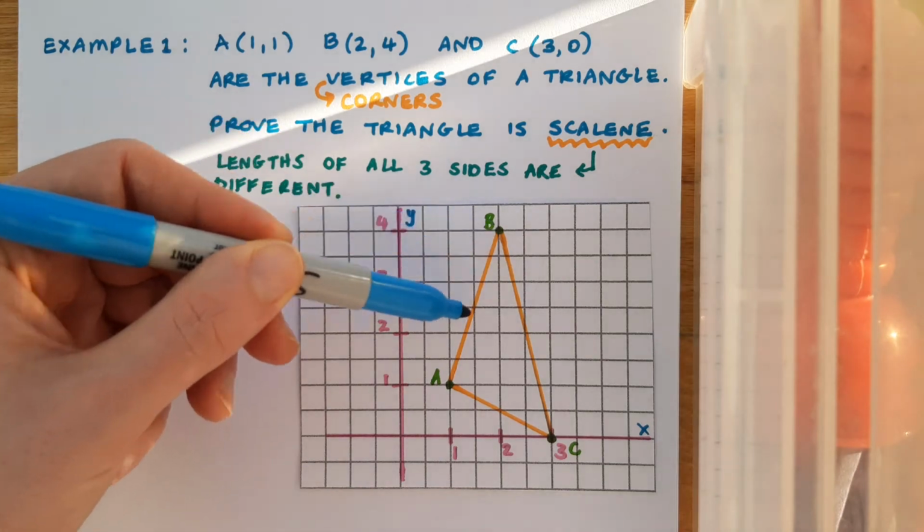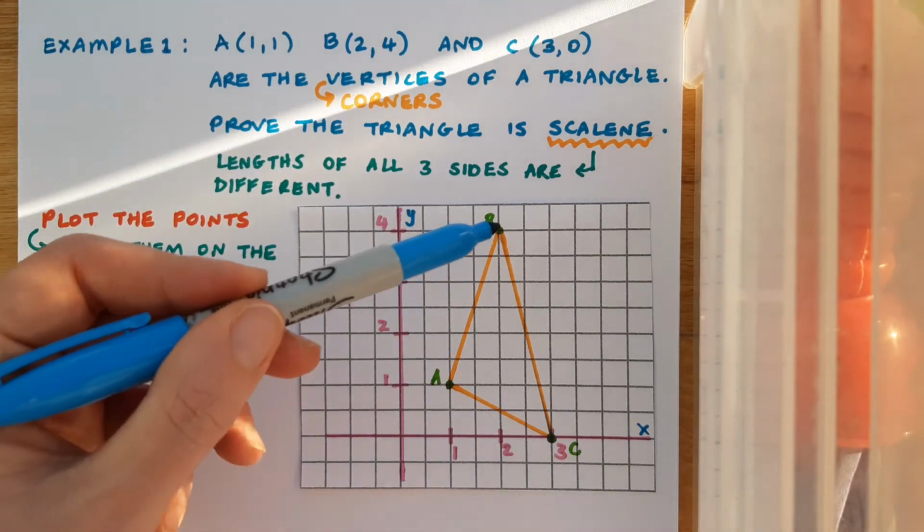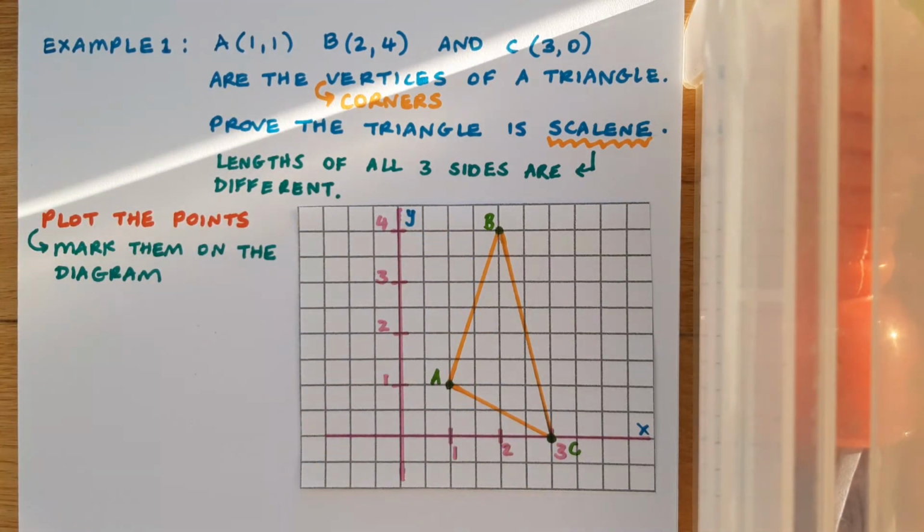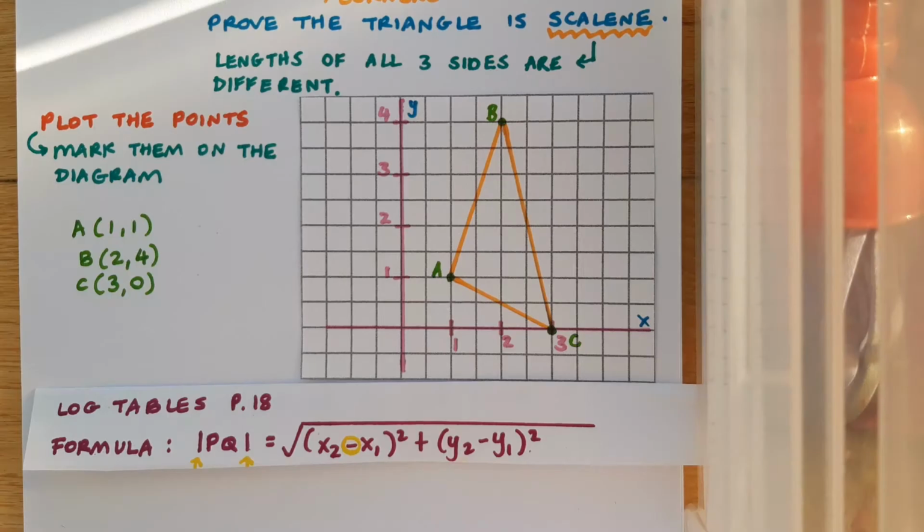How long is AB? How long is AC? And how long is BC? If the triangle is scalene, they should all be different, so I don't expect to get the same answer for any of them. Since I'm trying to calculate length, I want to use the distance formula or the length formula. So I'm going to refer to it in my log tables and make a note of it on my page.